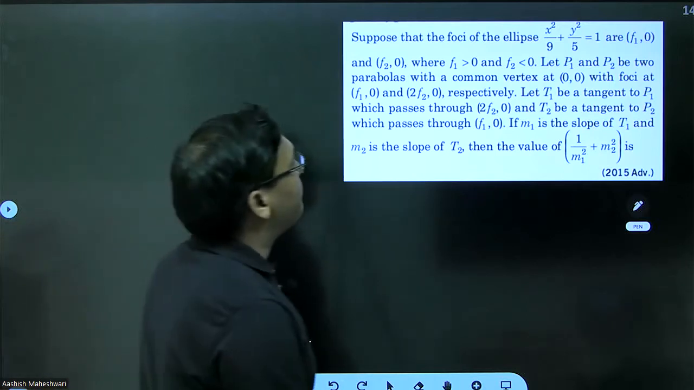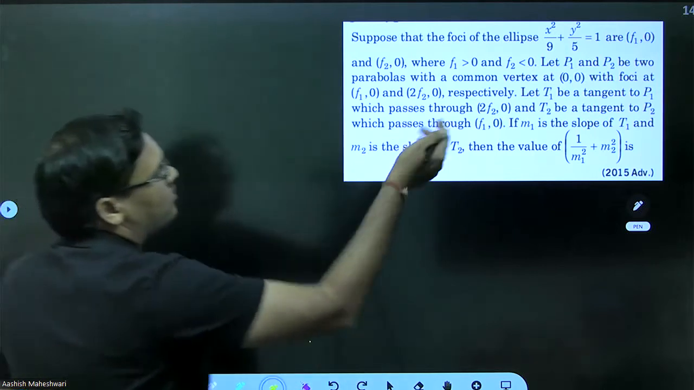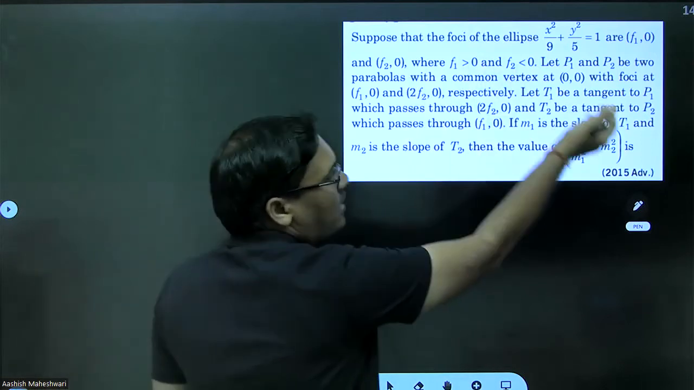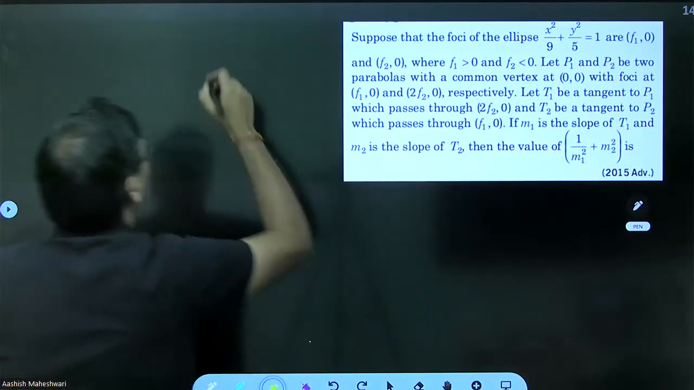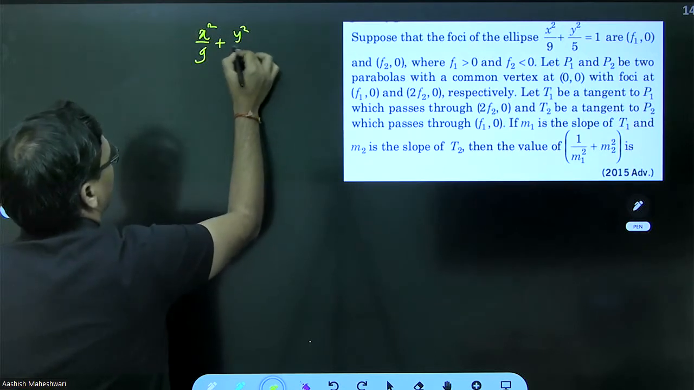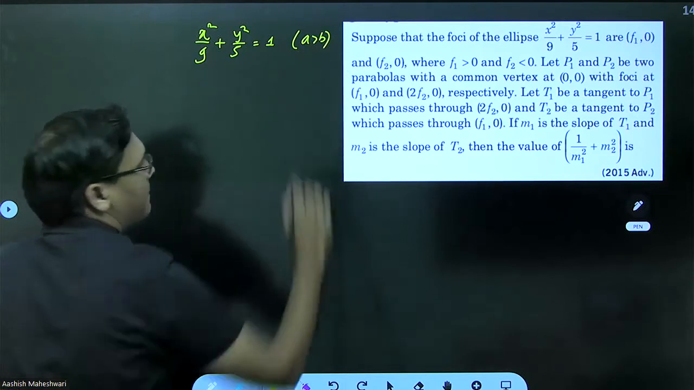Read the question. Suppose that the foci of the ellipse x square upon 9 plus y square upon 5 are F1 and F2. So obviously you will have to calculate F1 and F2. So now let's start with this only. This is x square upon 9 plus y square upon 5 is equal to 1. You can see a is greater than b, right?